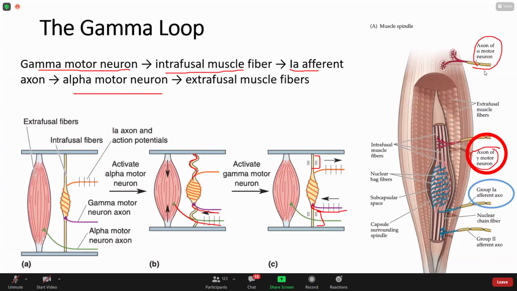These intrafusal fibers are innervated by the group 1A afferent neurons as well as the group 2 afferent neurons. This is what we call the muscle spindles, which are basically the sensory receptors that detect change in the stretch of the muscle.